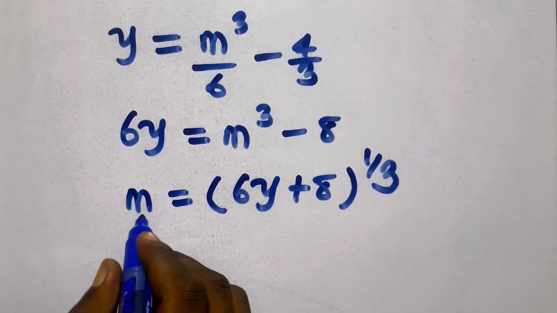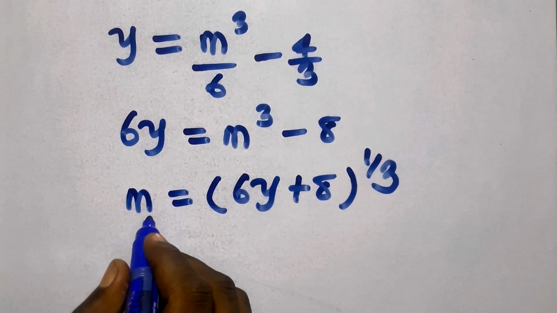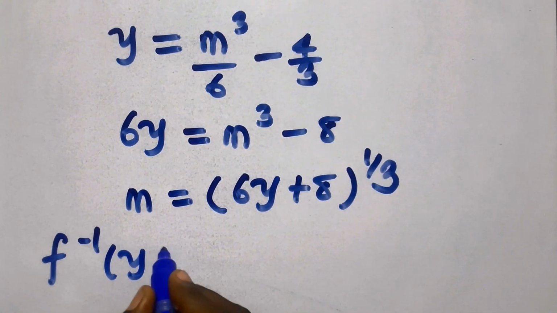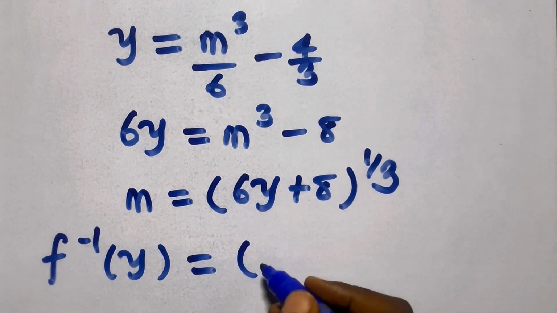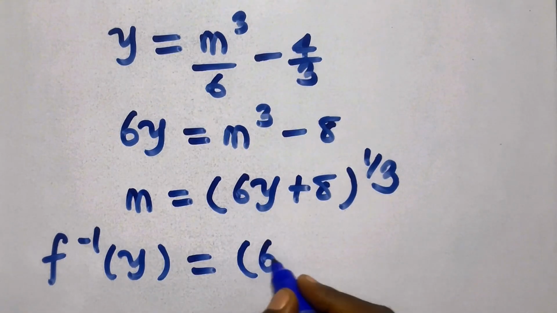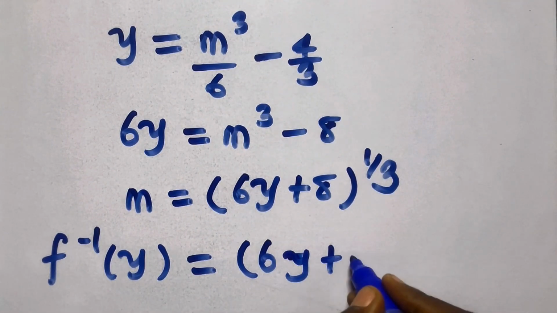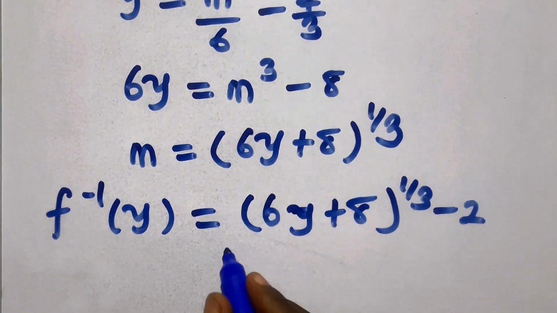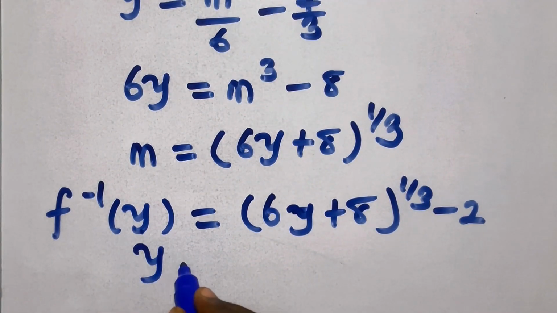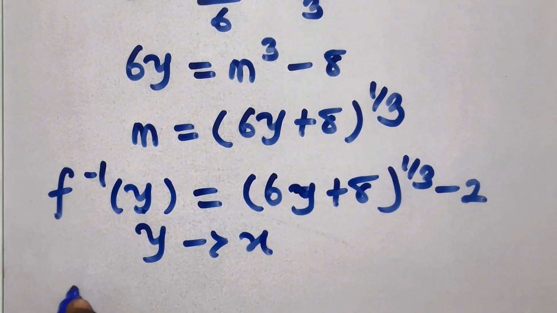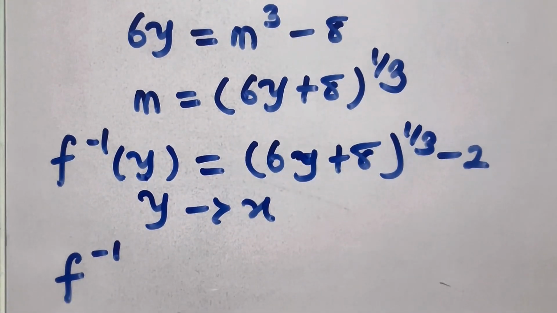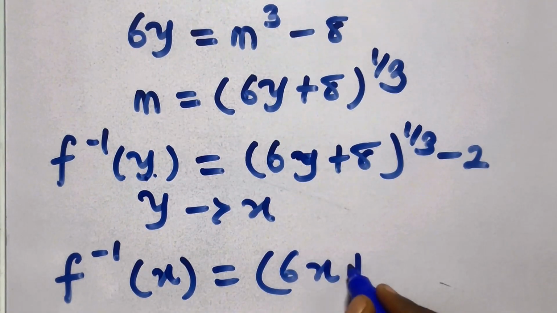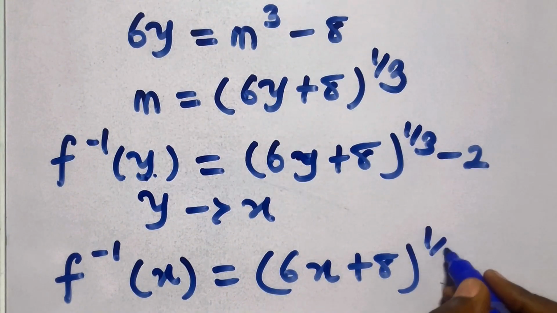So therefore, the f inverse of y, don't forget, f inverse of y will be 6y plus 8 raised to the power 1 divided by 3 minus 2. What is left now is to just change every y here to x. So therefore we have f inverse of x, then we have 6x plus 8 raised to the power 1 divided by 3 minus 2.